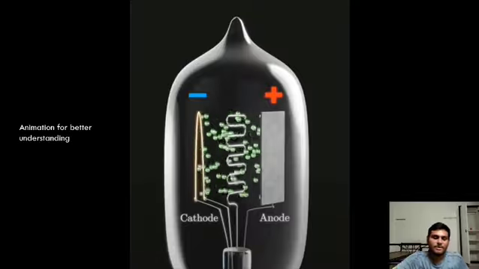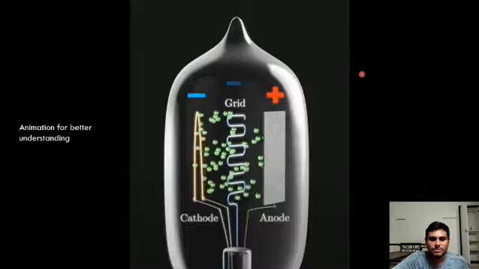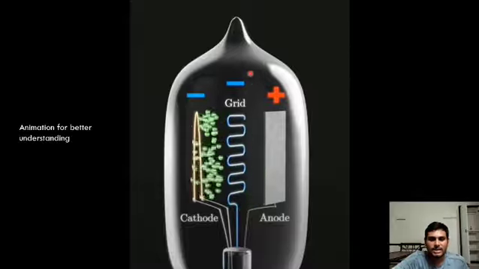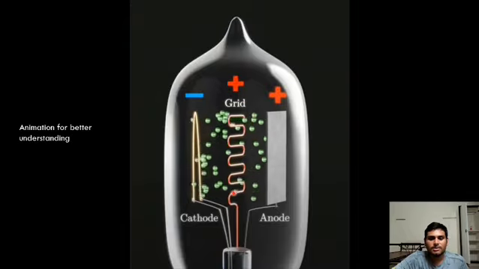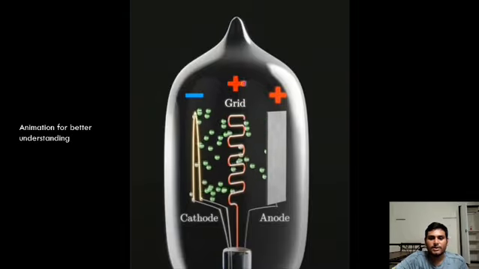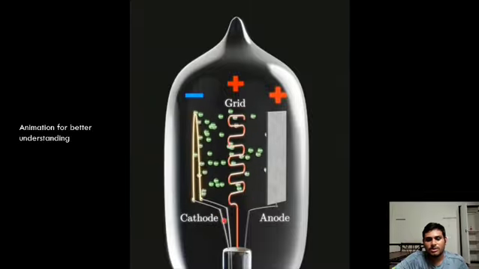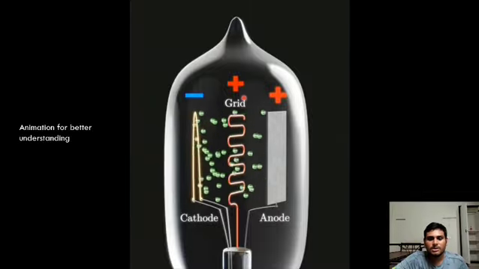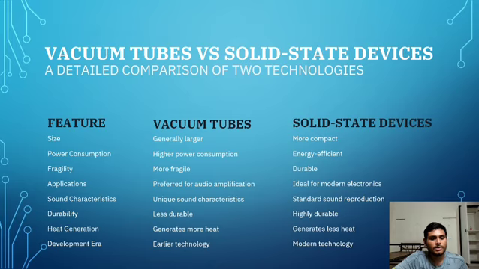Now here we have an animation that shows us how it used to work. Here we can see when negative charge is given, the electrons are getting repulsed by this grid because of the negative charge. And now when positive is given, they get accelerated even further more than the normal speed. And this way we can control using grid our current in the vacuum tubes.